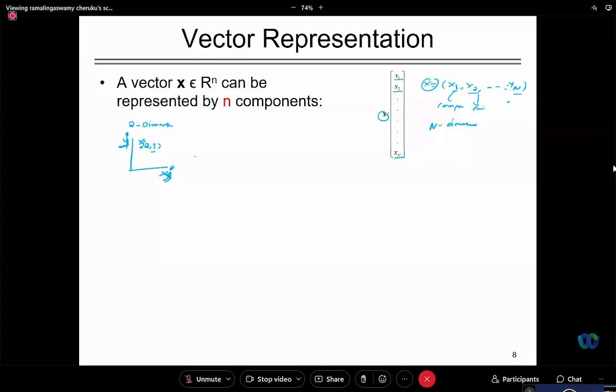If I want to reach 2 comma 3, I have to walk 2 units in the x direction and then 3 units in the y direction to reach this point. So what is 2 comma 3? It is the components of the vector x.